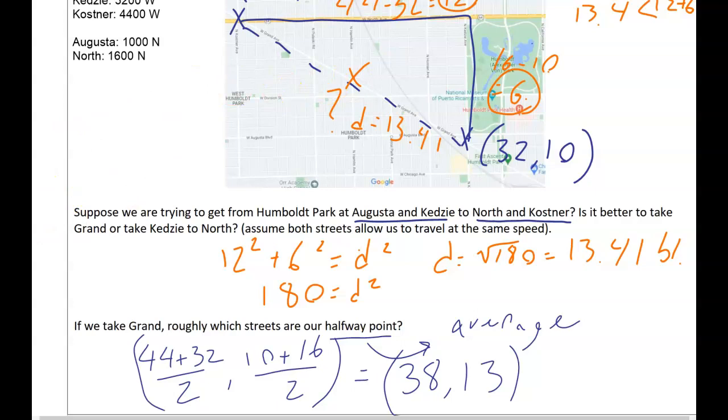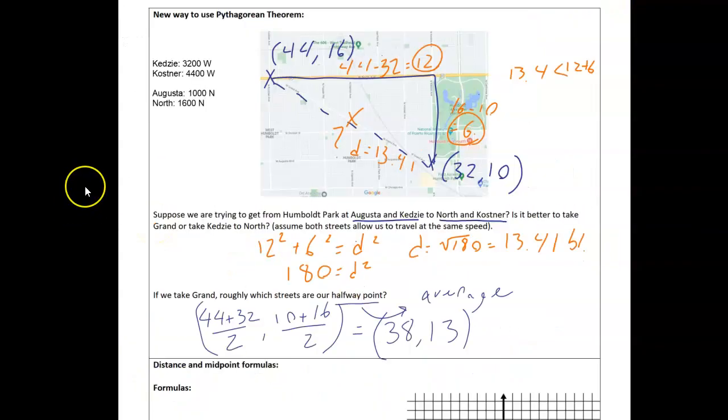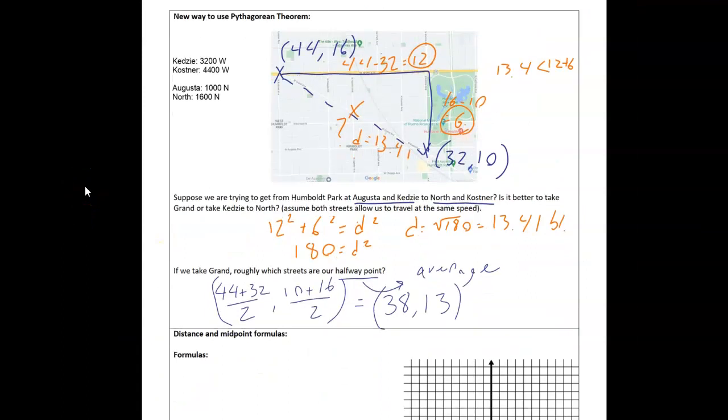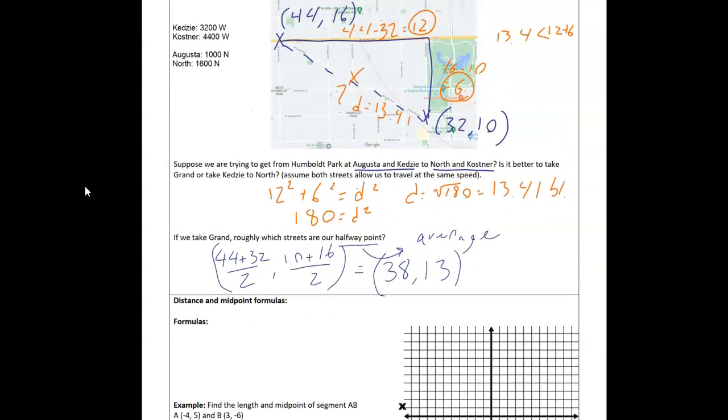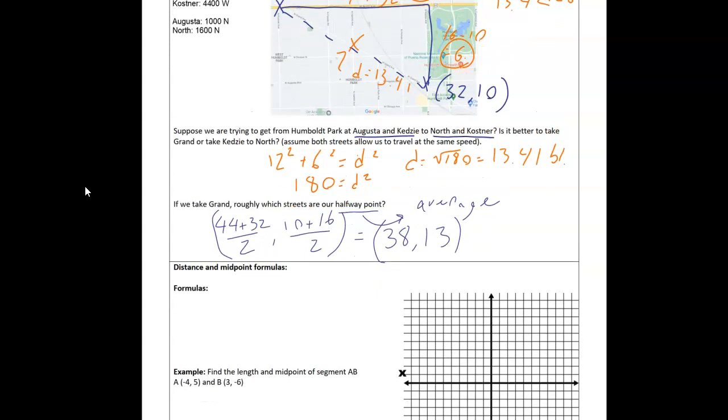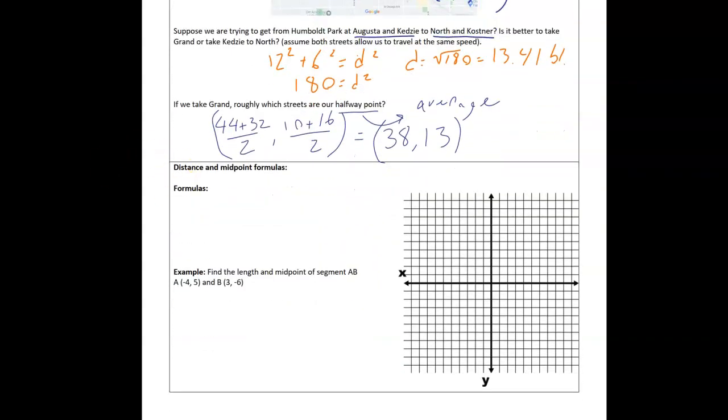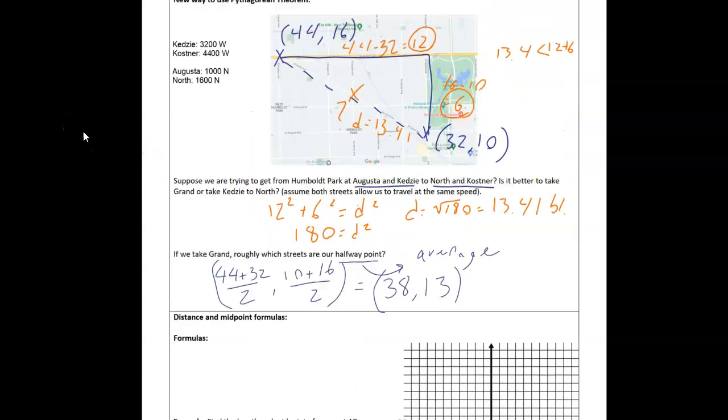Okay. So what we've done here is we've used 2 formulas that we're going to use eventually to examine circles, but for now we're just going to use them to look at the relationship between points. The first one is the distance formula. And what we did to find distance is we subtracted our 2 points, right? So we did (x2 minus x1) squared plus (y2 minus y1) squared.